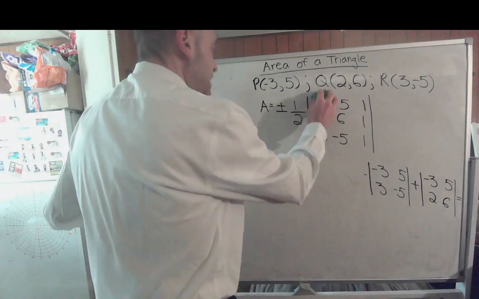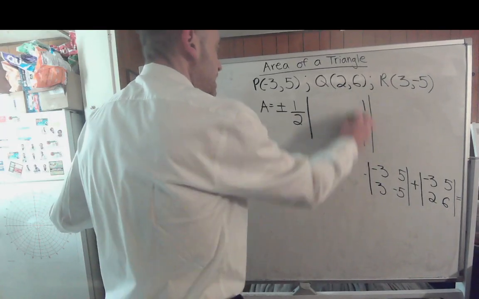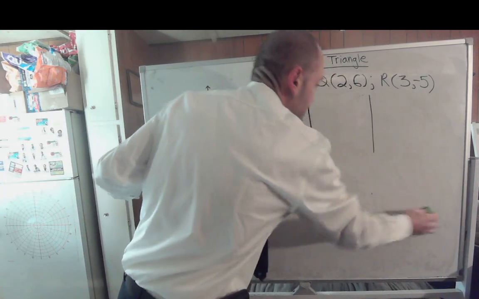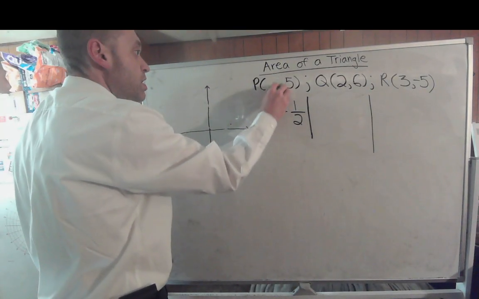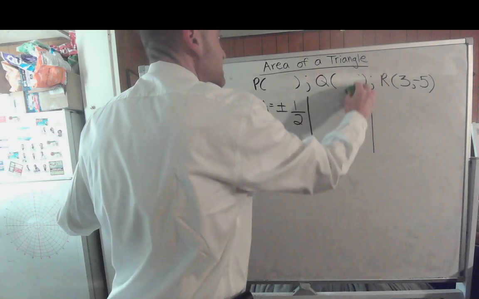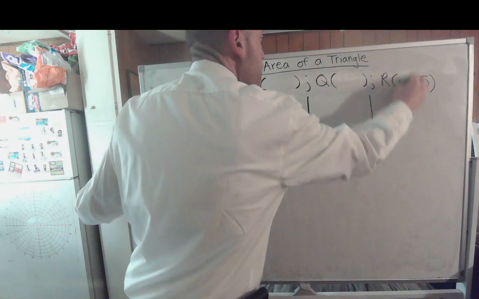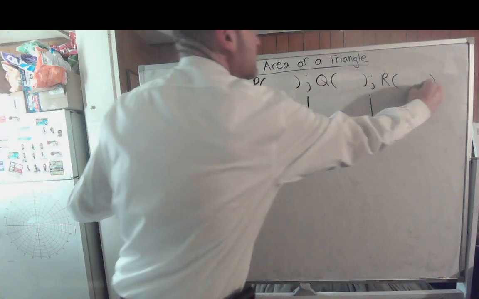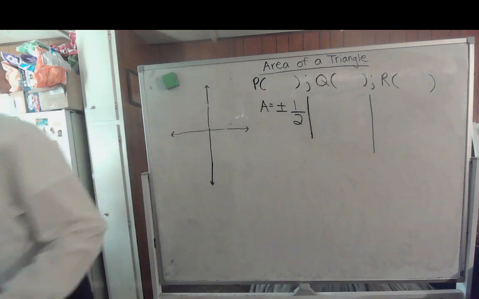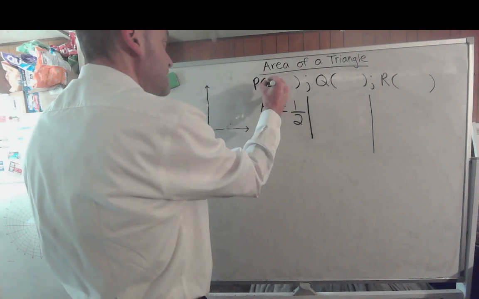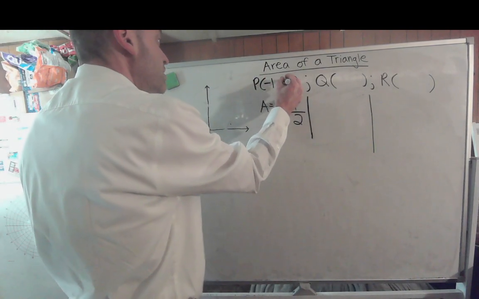I'll even leave the frame up here for the determinant, but let me leave the framework for the points up too. Alright, so where am I going with this? Well, we are given that point P has the points negative 1, 5.